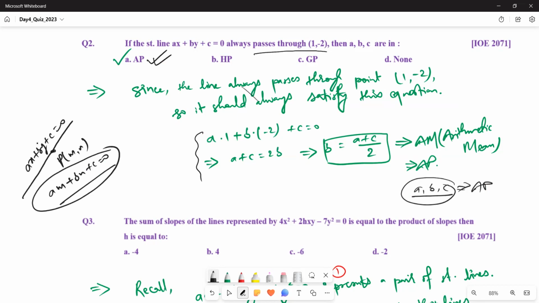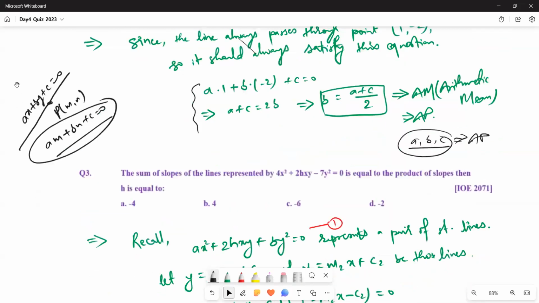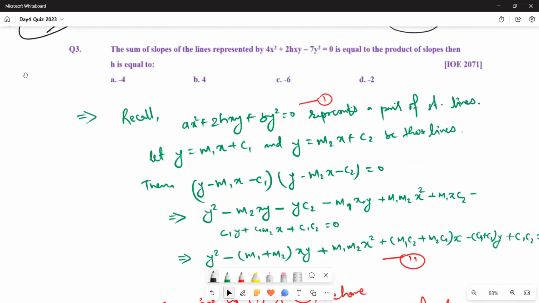Okay. So we are done with question number 2 also. Now let's move to question number 3. For today, our question number 3 is as follows. The sum of slopes of the lines represented by 4x square plus 2hxy minus 7y square equal to 0 is equal to the product of slopes, then h is equal to.